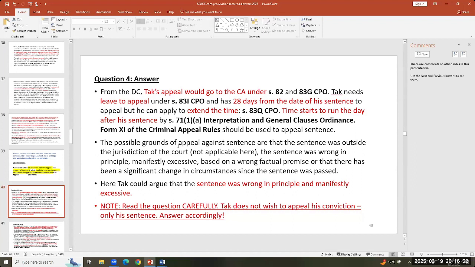I can't remember if it was last year or the year before, but one of the questions was asking students to advise on appealing either conviction or sentence. And quite a few students just didn't read the question properly and advised on the wrong appeal, right? So advising here only on an appeal against sentence. Don't put in anything about an appeal against conviction, because that's not what you're asked to do.